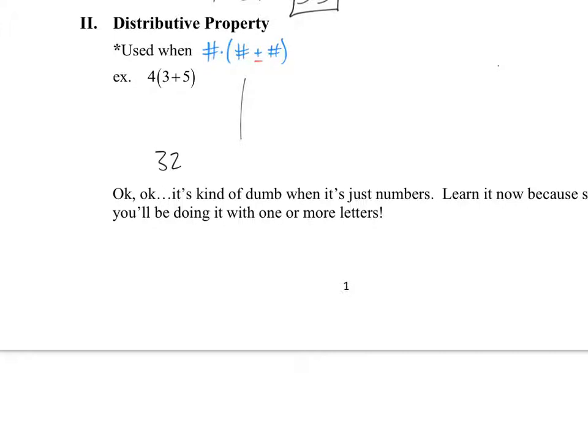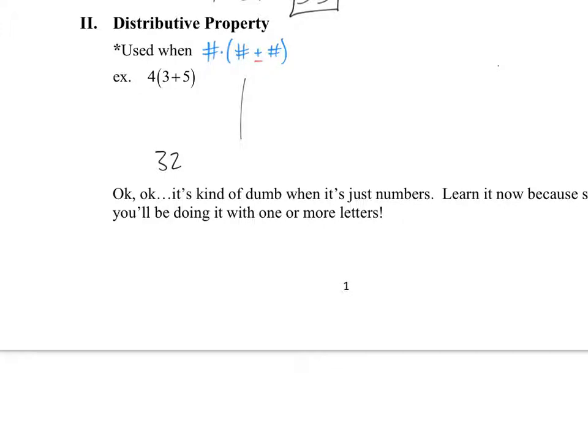The problem is, later on, you're going to see where we have a 4 times and then an x plus 5. Can you combine the x plus 5 like we did the 3 and the 5? No, you can't add an x and a 5 together, so then you have to do distributive. So we're learning it now with numbers, and there is a benefit to it, so when you start throwing x's at you, you're just like, oh, I've been doing that.